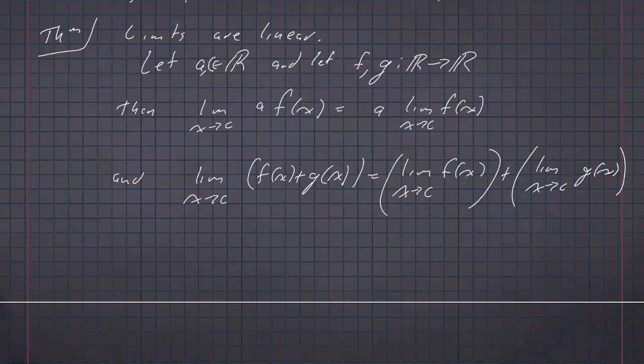This theorem tells us that we can take a constant multiple out in front of the limit. The limit of a times f of x is a times the limit of f of x. We can also split limits up over addition. The limit as x approaches c of f of x plus g of x is the limit of f of x plus the limit of g of x. These two properties together are called linear. And whenever you have a linear operation like this, there are a lot of convenient tools that you can use. But we can't just state the theorem and go, we have to prove it.